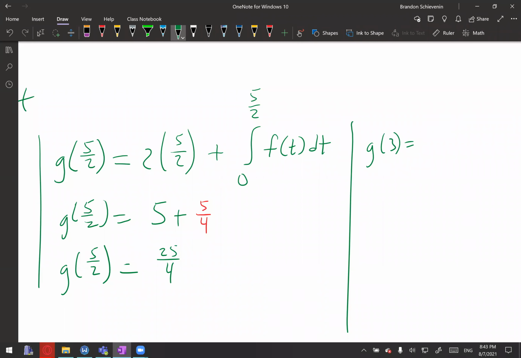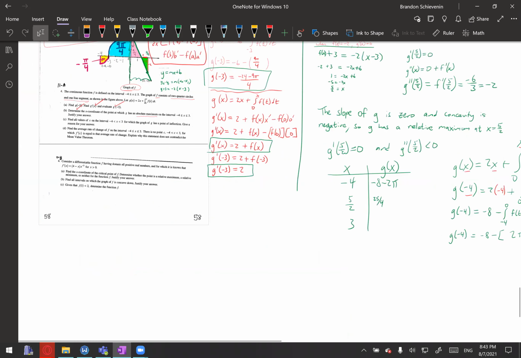Okay, so next up is Nani. g at 3 would be 2/3 plus the integral from 0 to 3 of f of t dt. Or 6 plus our area underneath the curve from 0 to 3 of our graph.